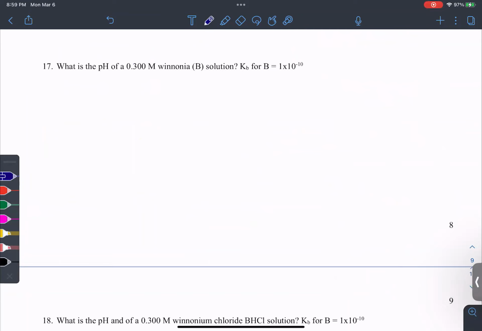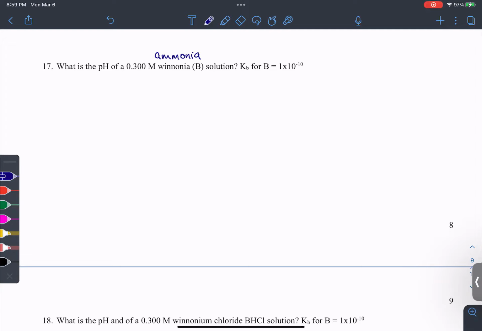Try again. Read the whole question. So I say, what is the pH of Winonia? B, and I give you the Kb for B is 1 times 10 to the negative 10. So if I give you a Kb for B, B is probably a base. Yes. So Winonia, it's like ammonia. Oh, okay. Again, they complained that I used substances that may show up on the exam.